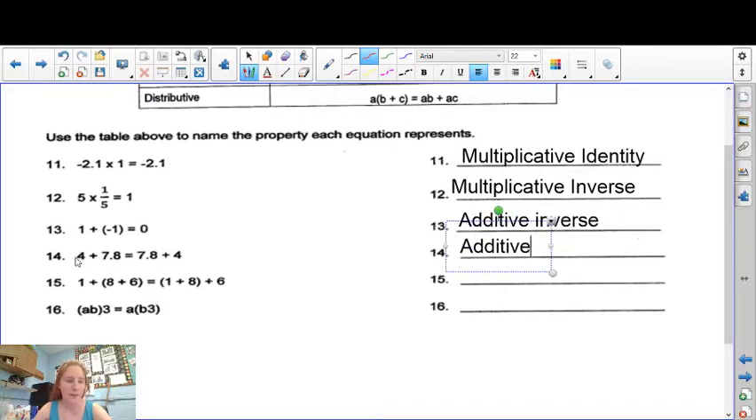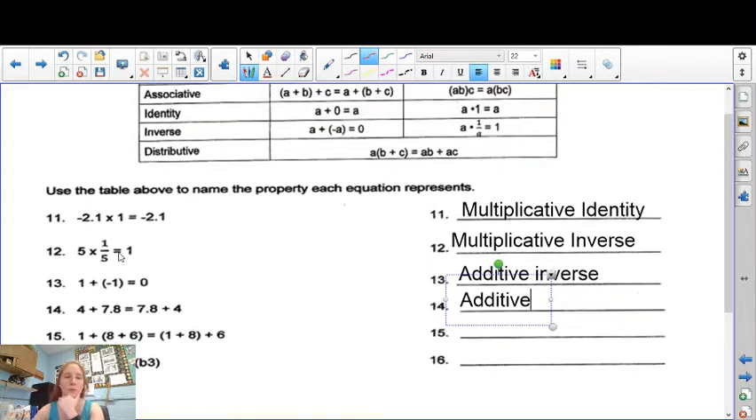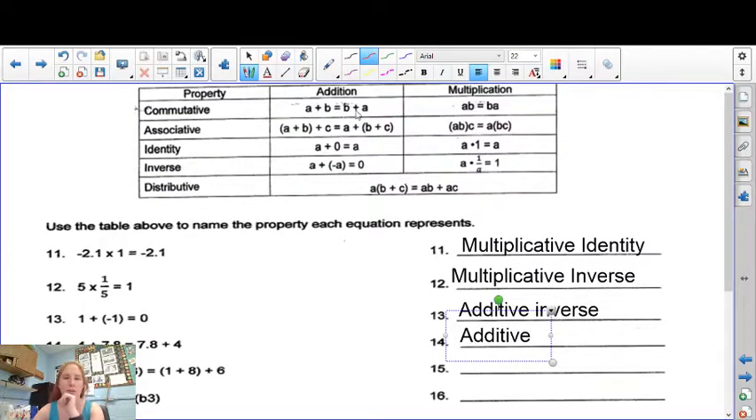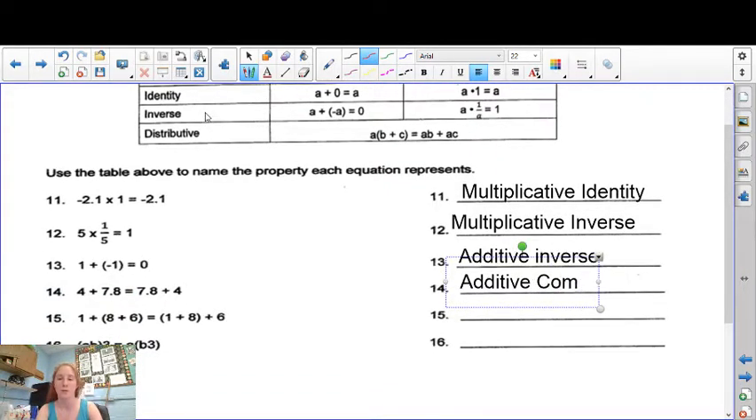And what exactly is he? 4 plus 7.8 is equal to 7.8 plus 4. Well, if you notice, they just switched orders. So if I switch orders, which one does that look like? Hey, that looks like commutative. They moved around. So it's additive, commutative.